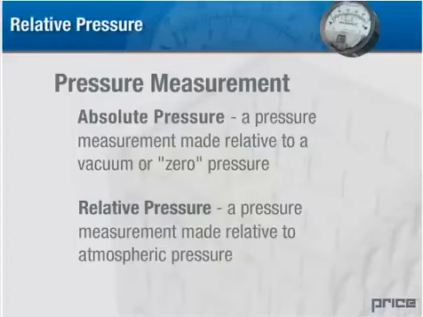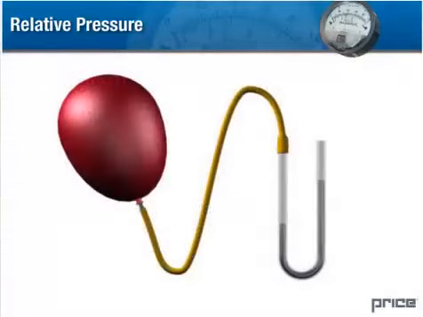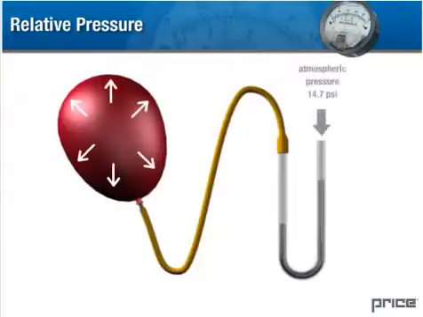Relative pressure is a pressure measurement relative to the surrounding atmosphere. If we use a manometer to measure pressure, the value we measure is the net result of the pressure source countered by the surrounding atmospheric pressure. The difference in fluid levels is therefore the relative pressure.